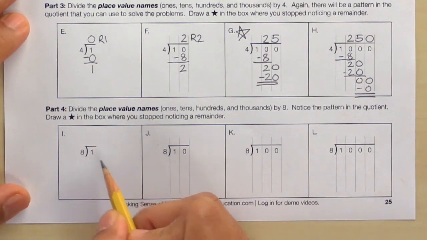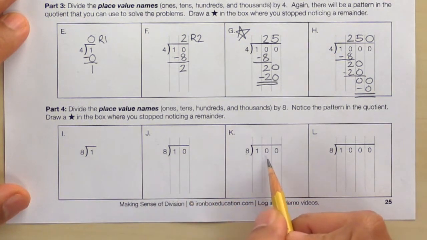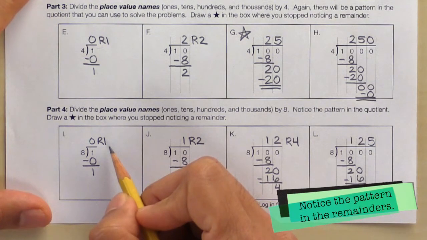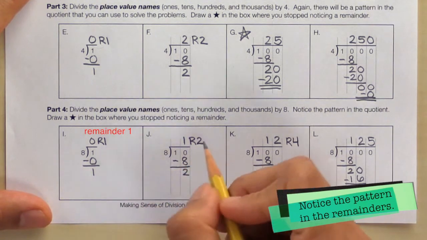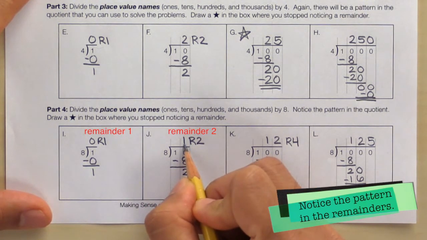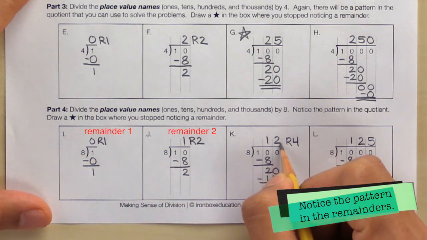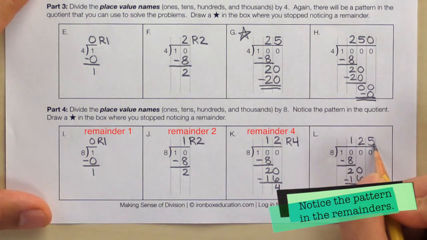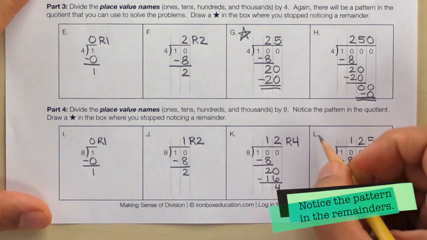Finally, take a look at part 4. We have 1, 10, 100, and 1,000 all divided by 8. And here's the pattern that students should notice in the quotients. Here we have 0 remainder 1, 1 remainder 2, 12 remainder 4, and 125 with no remainder. And where did we stop noticing a remainder? It's this box right here, letter L.